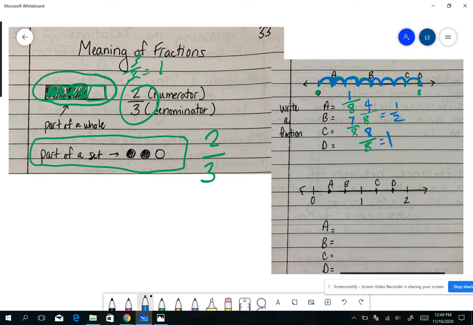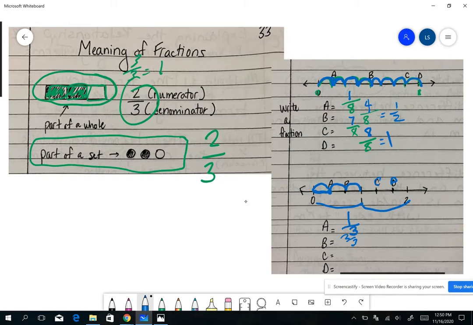Take a look at this number line. It's a little different. You can see it goes from 0 to 1 and then 1 to 2. So these fractions right here, C and D, they're going to end up being bigger than 1. So it's going to be what's called an improper fraction or a mixed number. But let's start with A and B. So you don't want to count all the way out to 2. You just want to count the segments between 0 and 1. So there is 1, 2, 3 segments. So A is represented as 1/3 because it's one tick mark in. B is represented as 2/3.